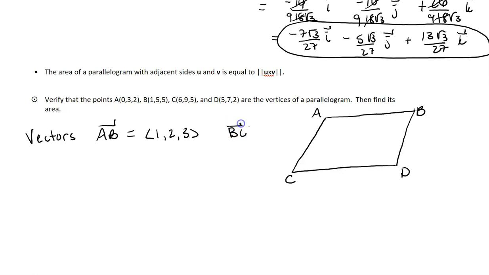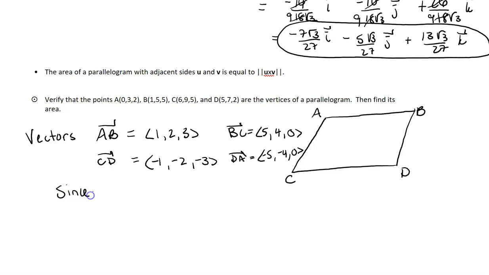BC is going to be 6 minus 1, 9 minus 5, and 5 minus 5. CD is going to be 5 minus 6, 7 minus 9, and 2 minus 5. And then finally DA would be 0 minus 5, 3 minus 2, and 2 minus 2.